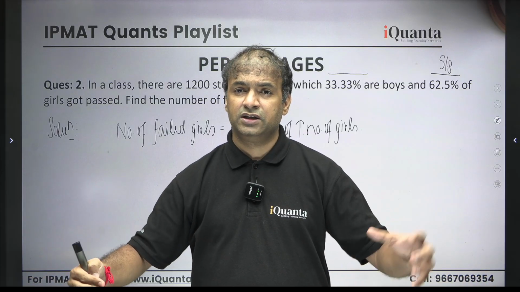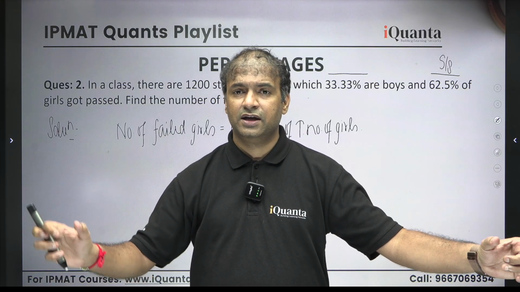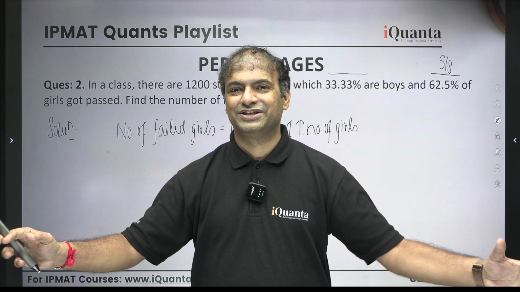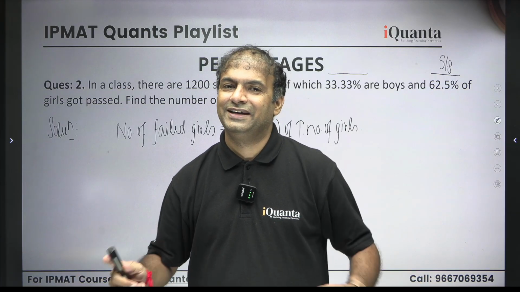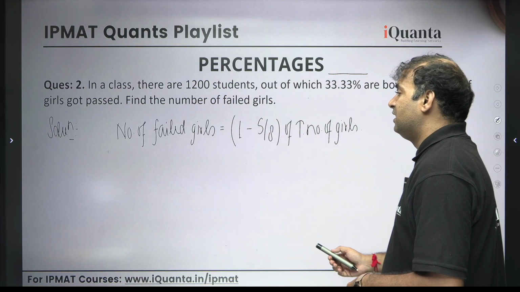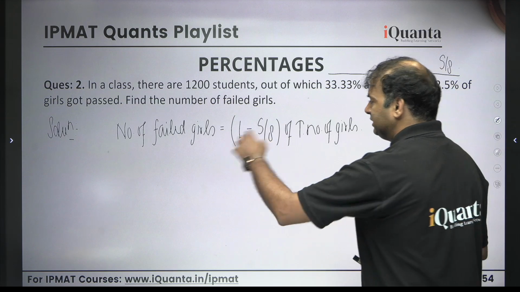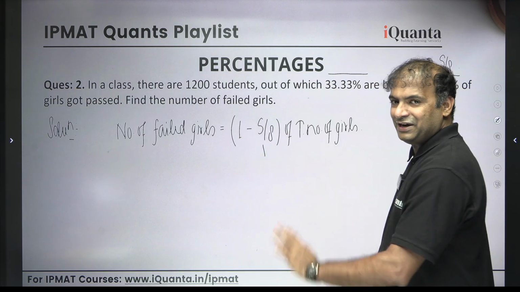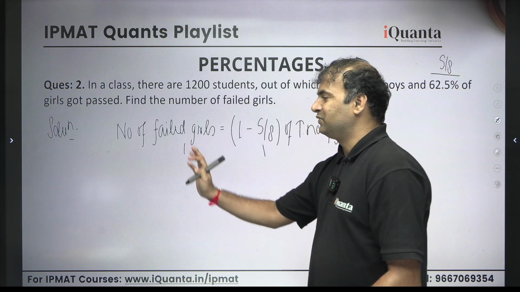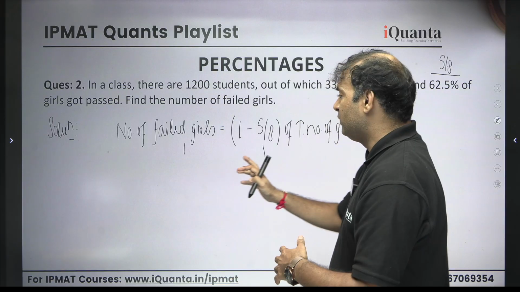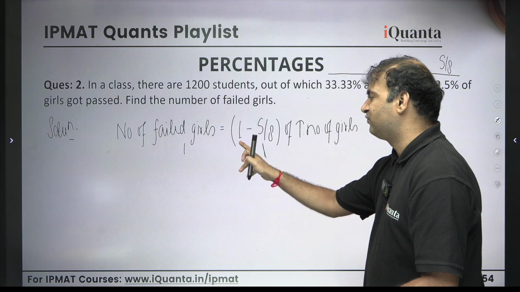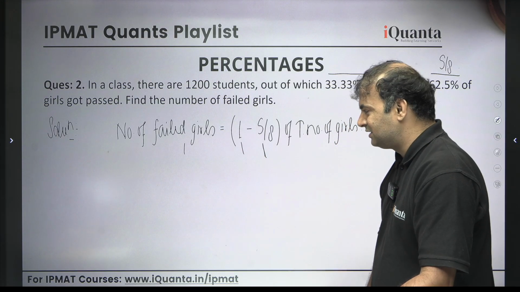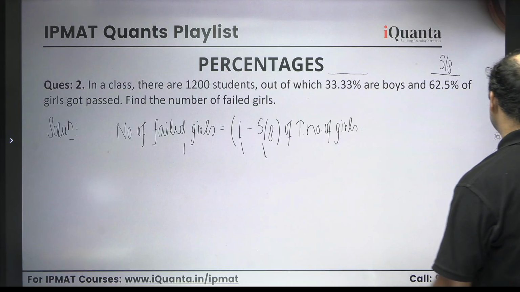So among the girls, if you add the fraction of the passed girls and the fraction of the failed girls, the sum has to be 1 again, right? That's why I did it like this. The sum of the fraction of the passed girls, which is 5 by 8, and of the failed girls should be 1. So to get the fraction of the failed girls, we subtract the fraction of the passed girls from 1, right? I'm sure you understand this. So finally we do the calculation part.